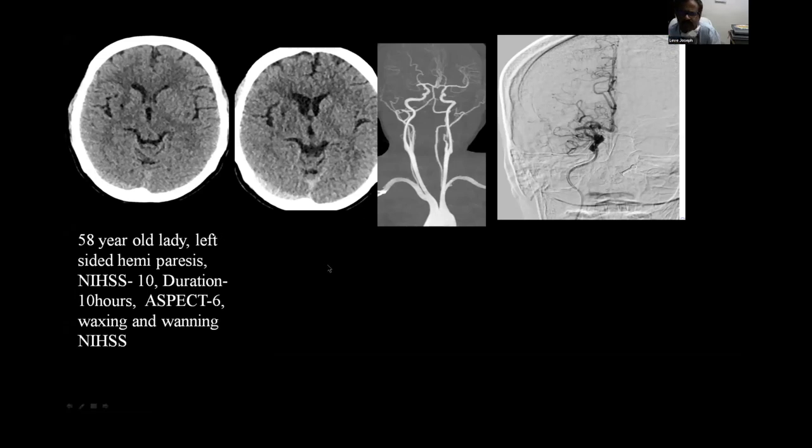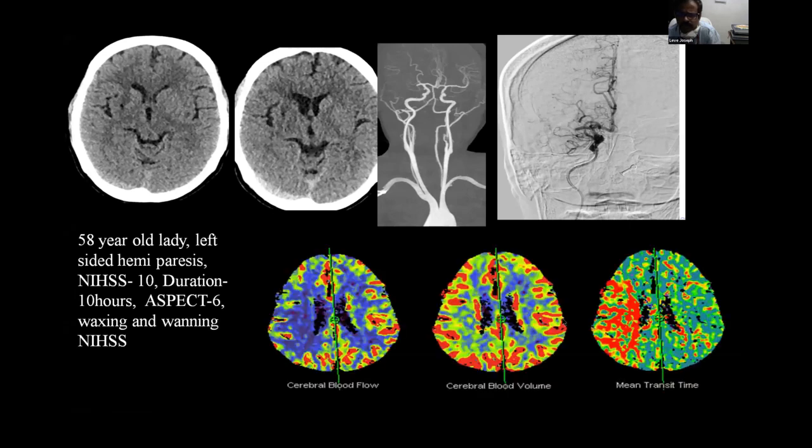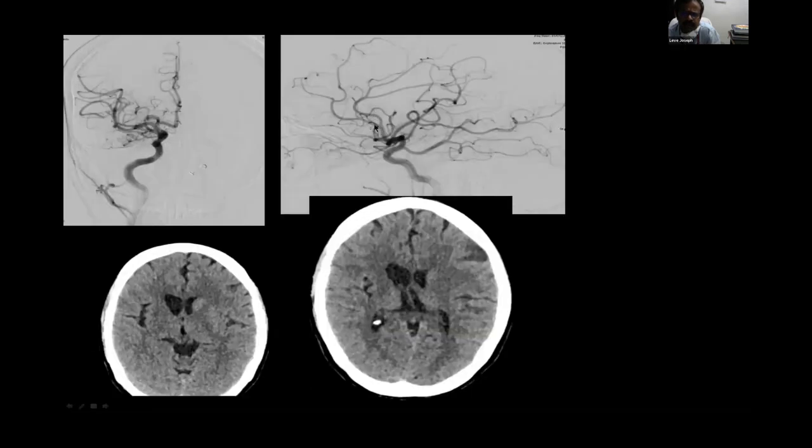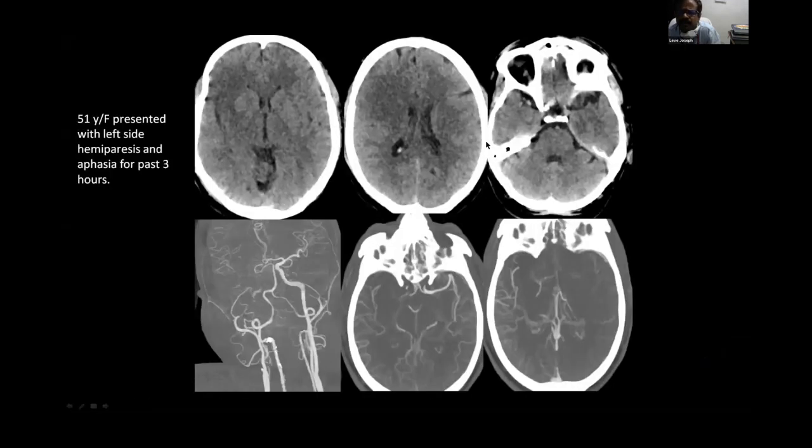This lady, 58 years old, of doubtful timing, 10 hours duration. We see a large perfusion mismatch area in this case. This patient was intervened successfully. On the other hand, in another case, there is a matched area. There is no penumbra at all, so the patient was not intervened.